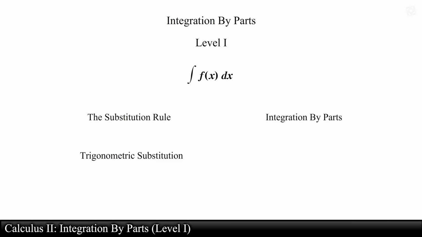Integration by parts, level 1. Integration is not as straightforward as differentiation. There are no rules that absolutely guarantee obtaining an indefinite integral of a function. In the following videos, we will learn various integration techniques to help us find indefinite integrals of more complicated functions.